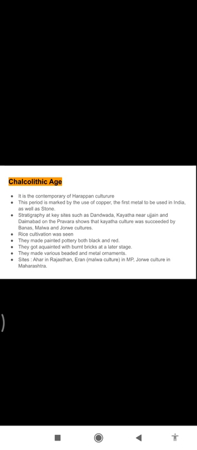This period is marked by the use of copper, the first metal to be discovered and used in India. Stone tools were also used. Now in agriculture, cultivation was prevalent and other crops were cultivated. Rice cultivation was first seen during this period. Other crops cultivated were wheat, bajra, cotton, lentil, gram, etc.